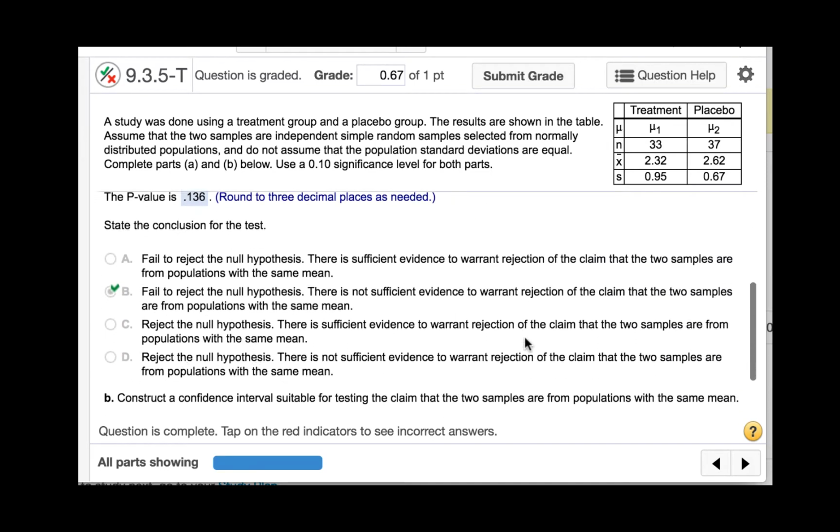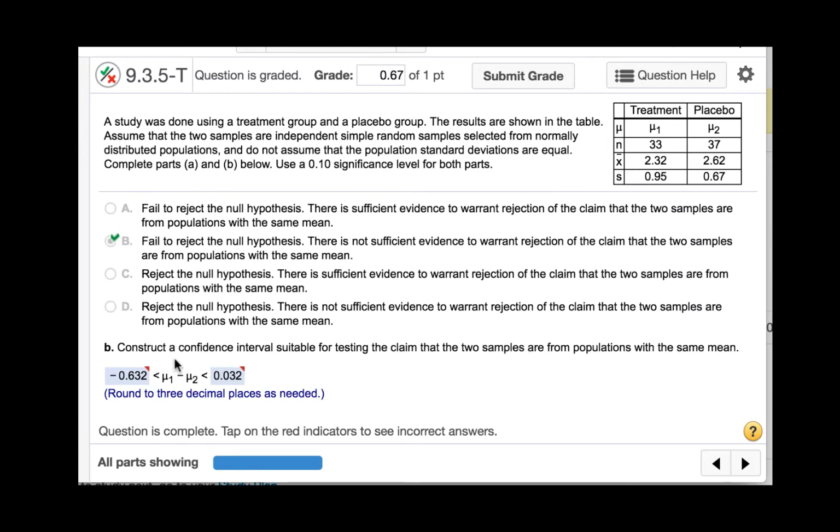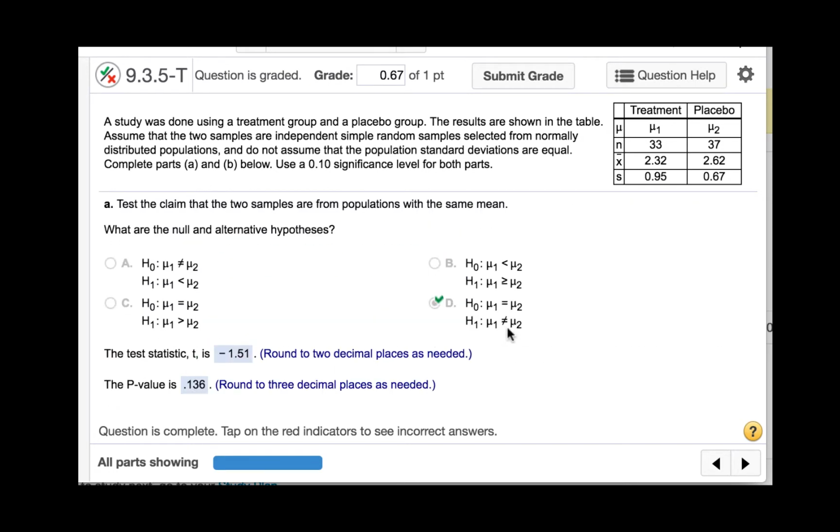So in the B part, we are asked to construct a confidence interval suitable for testing the claim that the two samples are from populations with the same mean. So in other words, we need to construct a confidence interval that would provide the same conclusion as the hypothesis test. So if we are to have a 0.10 significance level for a two-tailed test, then that means that 5% of the distribution is in the tails or out in the rejection regions.